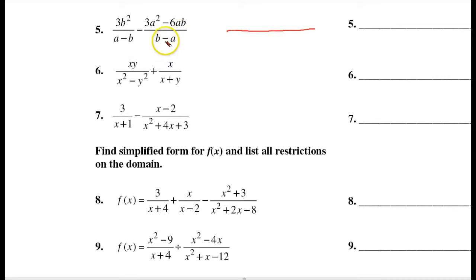Now, a technique that we had mentioned in an earlier section was that when the signs are sort of opposite, we can reverse those signs by taking out a -1. So I'm going to take out a -1 here. That makes this B a negative and this A positive. So now they're the same.